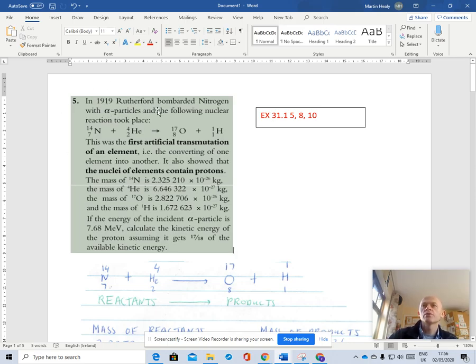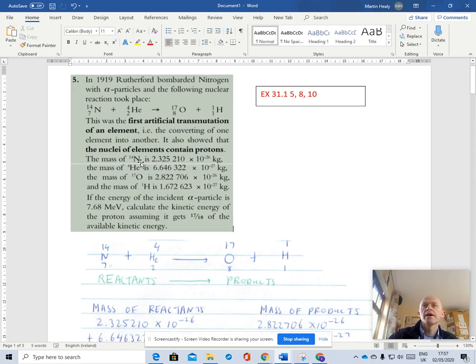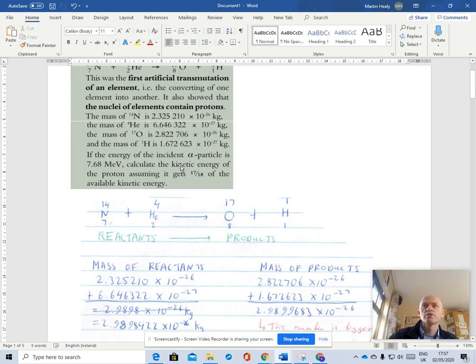In 1919, Rutherford bombarded nitrogen with alpha particles. Now, in this scenario, the alpha particles are moving fast. They have a lot of kinetic energy. So what you'll find in this question is that kinetic energy gets converted into mass, and you end up with the products being heavier than the reactants. It was an important thing at the time. You have to be able to write that out if you're asked to do so. The left-hand side are called the reactants, the right side are called the products, and there's a standard procedure to this style of question.